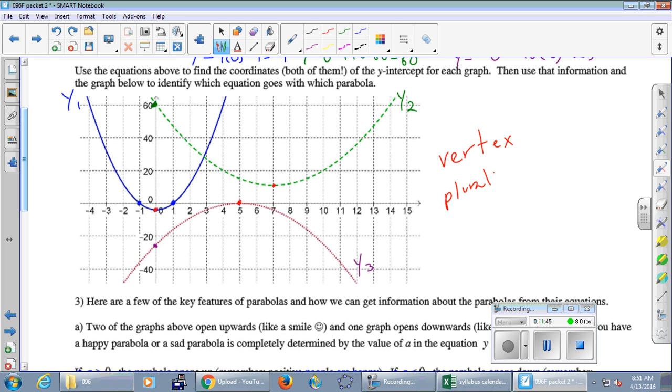Plural is vertices, but every parabola has just a single vertex. And so we're going to need to be able to find that vertex. So let's take a look at the blue parabola.